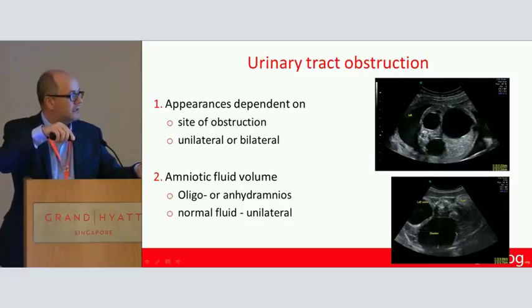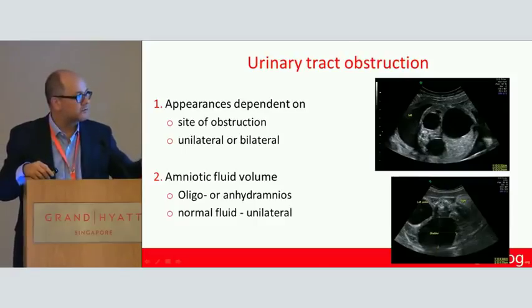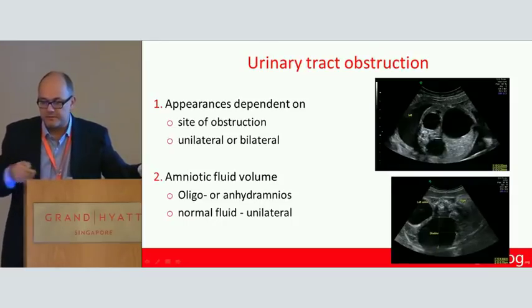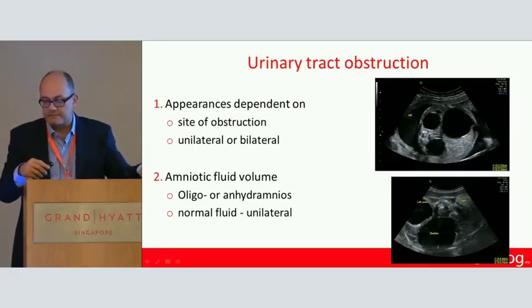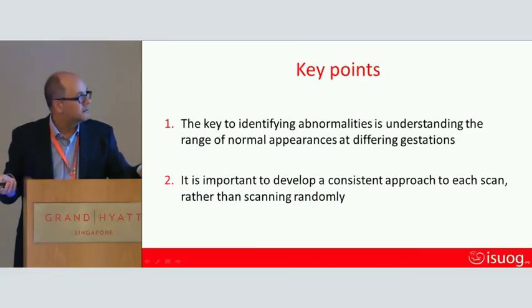And importantly here, and in general, is to assess the amniotic fluid. And this is a general point, not just for obstruction, that you need to look at the amniotic fluid as part of your structural scan. But in particular, with urinary tract obstruction, you need to make sure that there is normal fluid around the baby. Okay, and just a few more images here, which I won't dwell on because of time. Good.